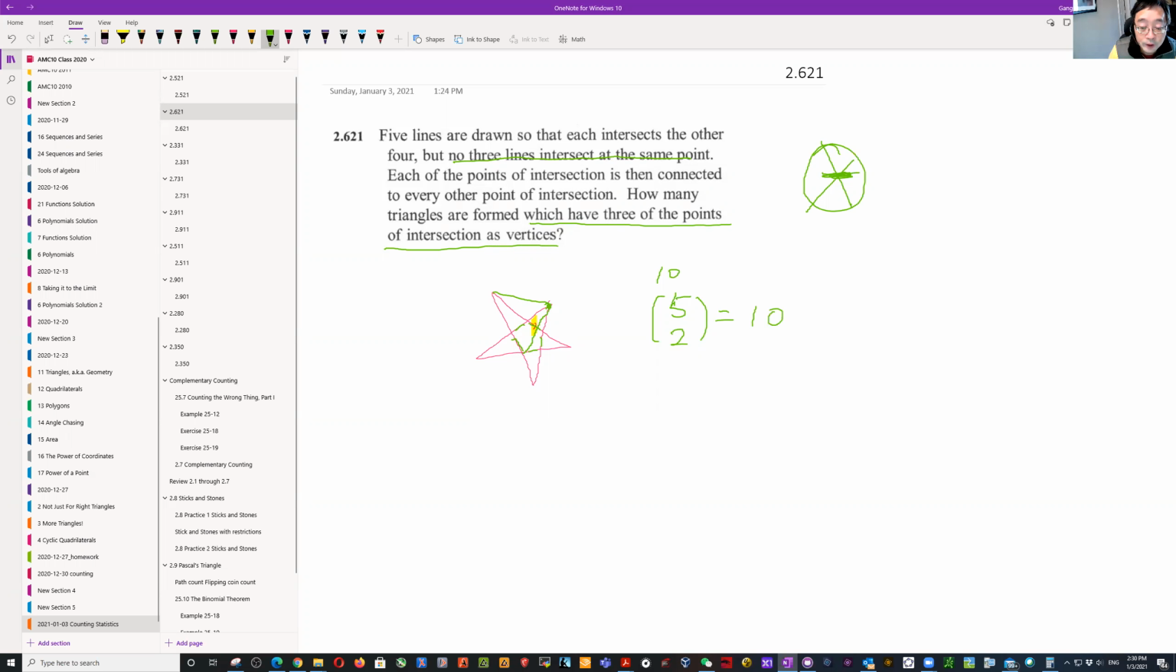The next step is to pick any 3 points out of those 10 intersections produced. So basically it's 10 choose 3, equal to 10 multiplied by 9 multiplied by 8, over 3 multiplied by 2 multiplied by 1. So basically it's 120. So how many triangles could be formed? That's 120.